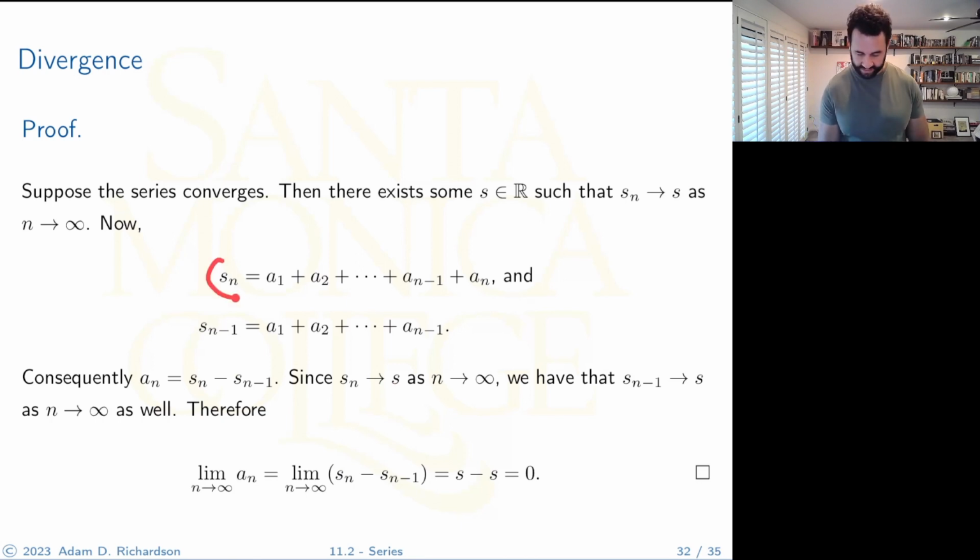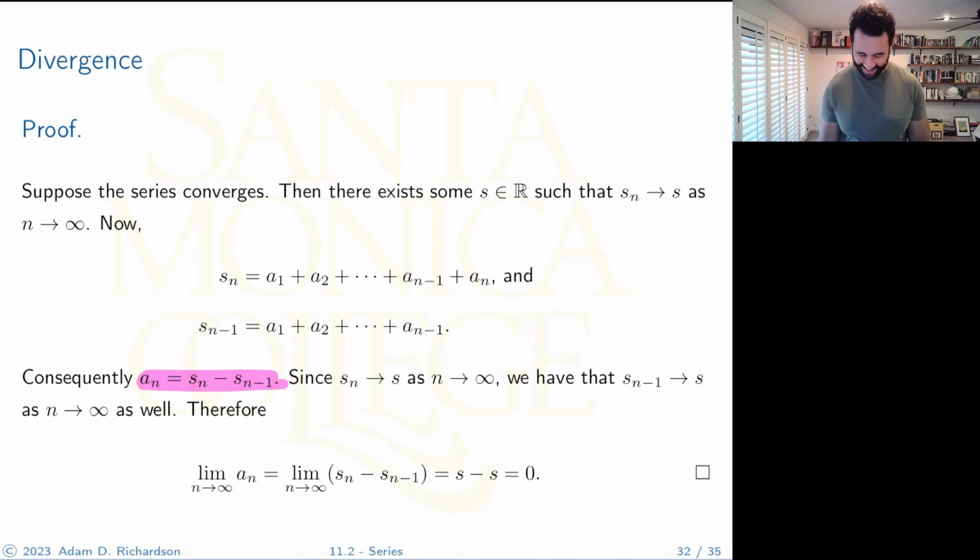Now, what is s sub n? That's just adding up the first n terms of the series. What's s sub n minus 1? That's adding up the first n minus 1 terms of the series. Now, using the same kind of technique we did before, the same little trick, if we subtract these two things, we get that a sub n equals s sub n minus s sub n minus 1, right here.